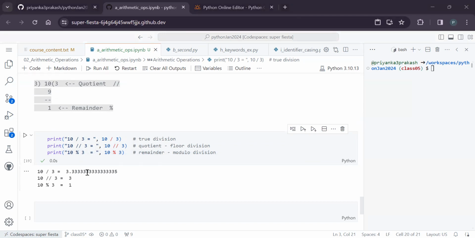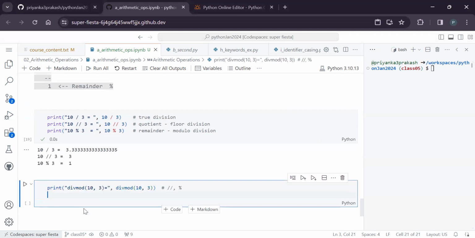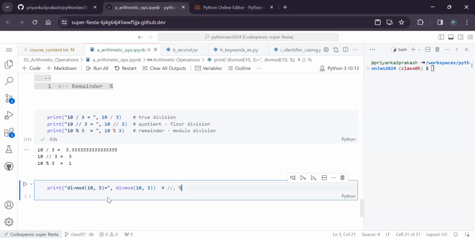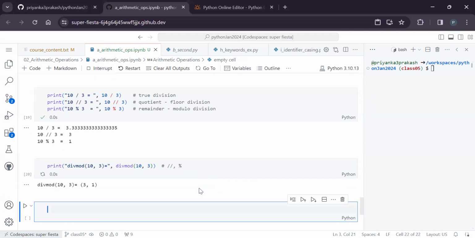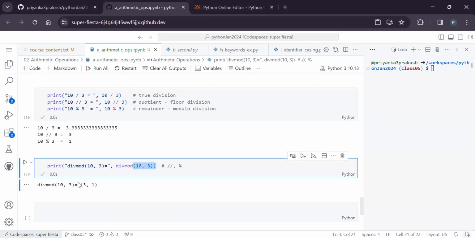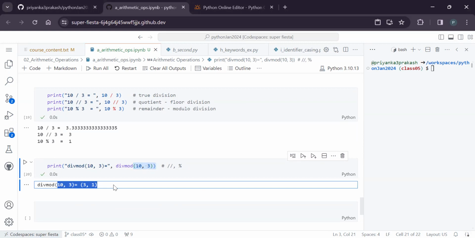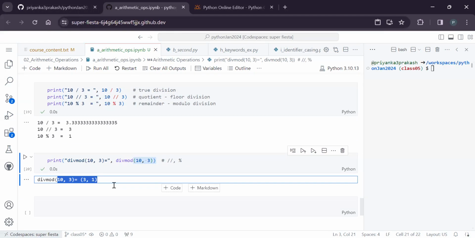If you want them together, there is one more built-in function called divmod. Divmod is a built-in function which will take these values and give both of them together in one place. If I say divmod of 10, 3, you get these values. You see, it is not perfectly divisible. That's the reason it happened like this.